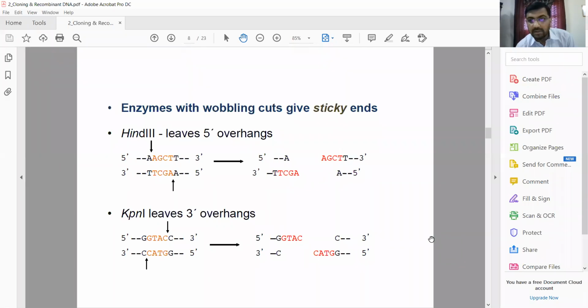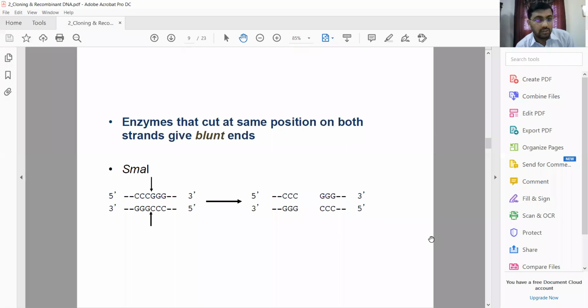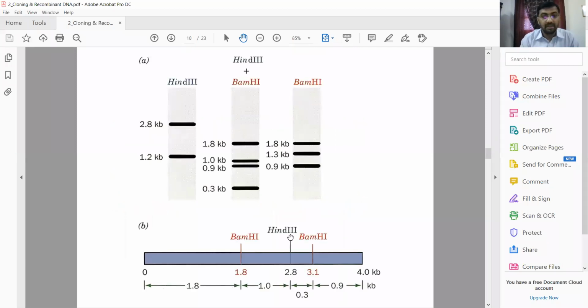If we move further, there are some enzymes like HpaI and SmaI which produce blunt ends, cutting from the center. These are difficult to ligate, but ligation is possible, though to a limited extent.